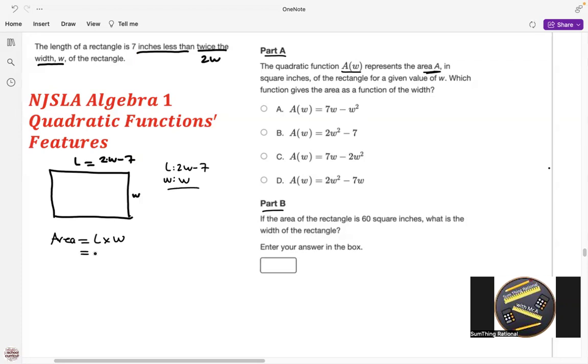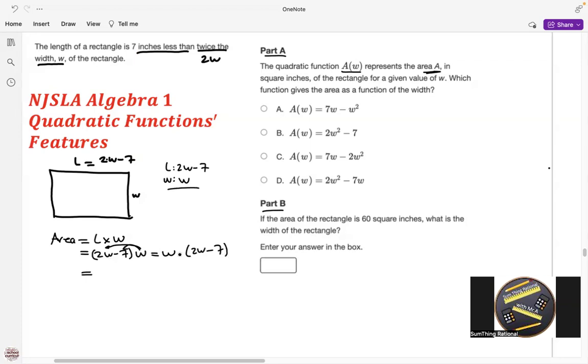Okay, so what is length? Length is 2W minus 7 and width is W. So when I check the answers A, B, C, D, there is no such kind of multiplication here. But all of them are in expanded form and W squared is there. So what I need to do is use the distributive property, W over 7 and W over 2W. Or we can write it W multiplied by 2W minus 7.